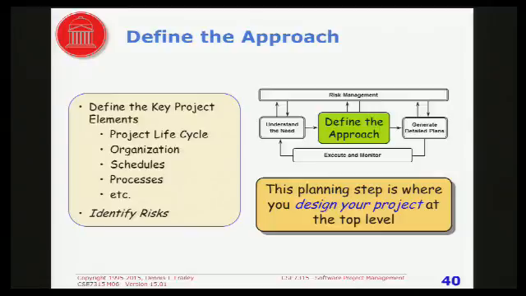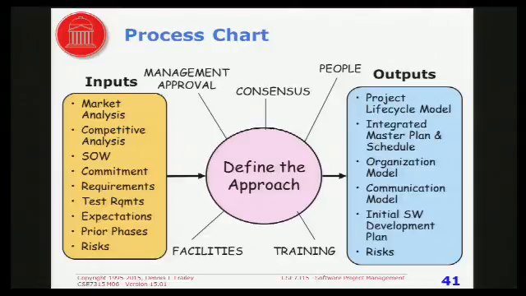This is essentially designing the project, whereas the first part is understanding the requirements of the project. This is another chart. The inputs to this were the outputs on the previous chart that looked like this. And the outputs are much more specific than the inputs. For example, a life cycle model, what's called an integrated master plan, an organization model, and various other things like that, which we're going to describe in a moment.